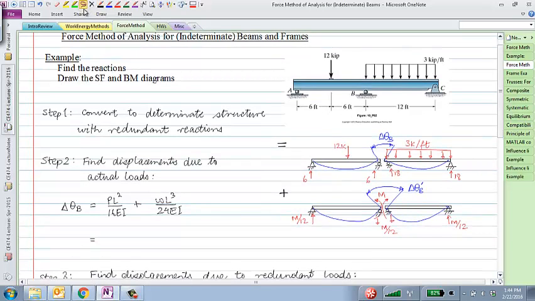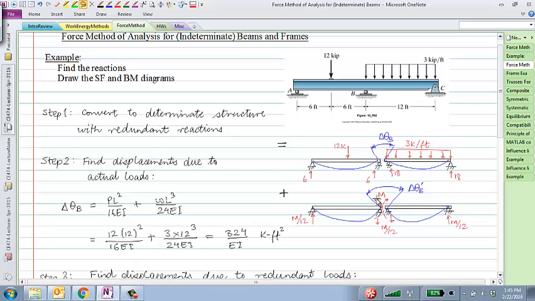At that point, I can find the change in rotation due to this cut, which would simply be 12 times 12 square divided by 16 EI plus w is 3 kip per feet, and L again is 12 cube divided by 24 EI. And if you calculate that out, you should get 324 over EI kip feet square. Okay. So that's the rotation if both of those beams act independently.